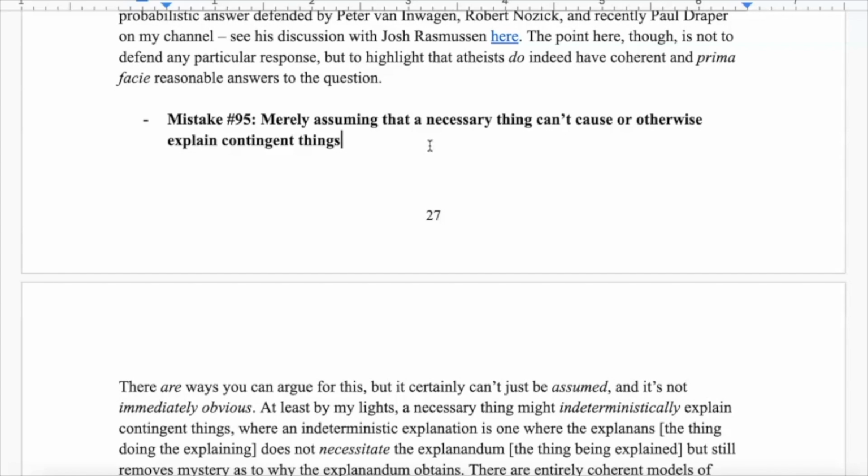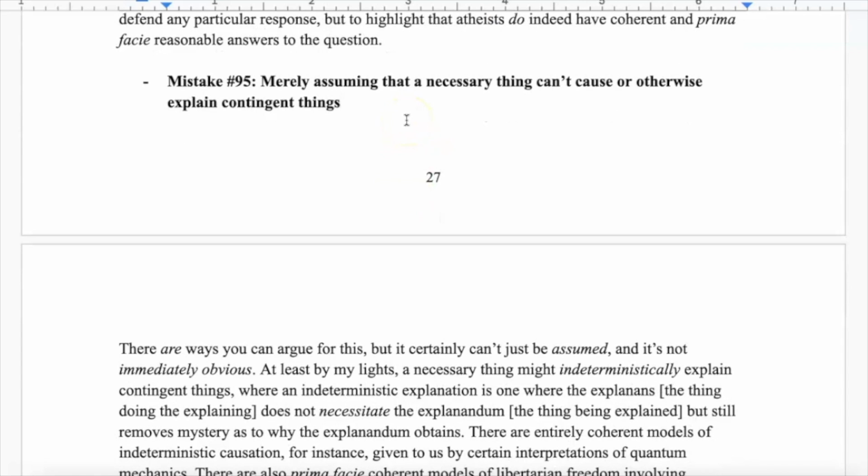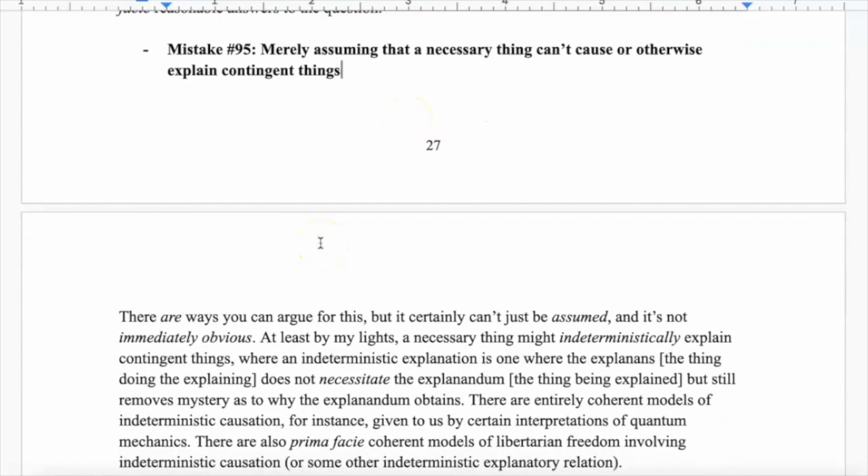But when people make this argument, especially on the internet, oftentimes they simply assume that causation or explanation must be a necessitating relation. That is, if A causes or explains B, then A must therefore necessitate B. In other words, there can't be indeterministic causation or explanatory relations. Now, there are, of course, ways you can argue for that, but it certainly can't just be assumed, and it's not immediately obvious.